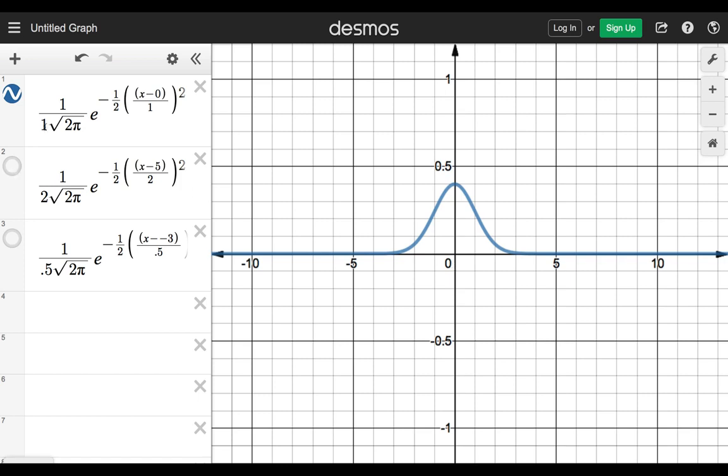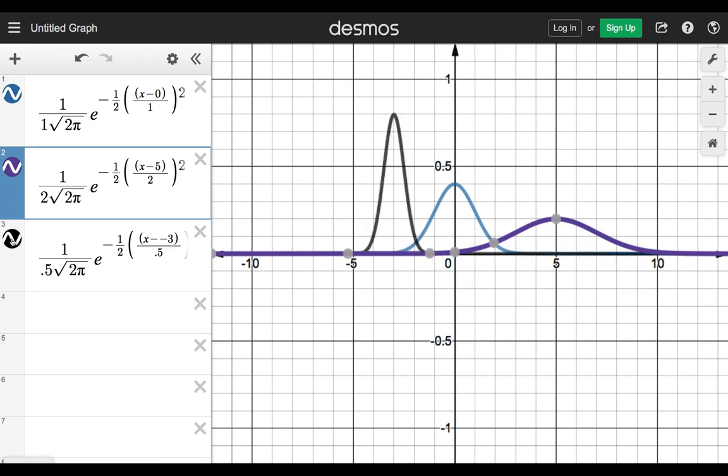For example, if instead of 1, our sigma is 2, so we replace sigma by 2, and our mu is 5, look at the graph. This purple graph is still a normal curve, but this blue graph is the standard normal curve. The standard normal curve happens when the mean is 0 and the standard deviation is 1. If we have another equation here, the standard deviation is 0.5 and the mean is at -3, we now have this black graph. Is there any pattern that we can observe?